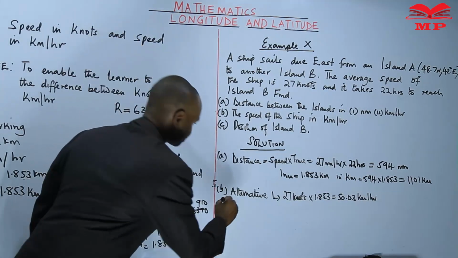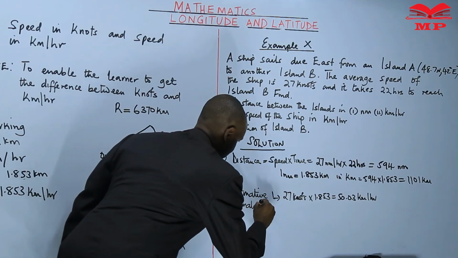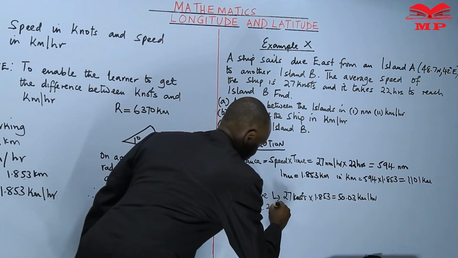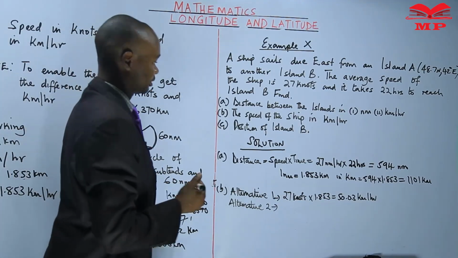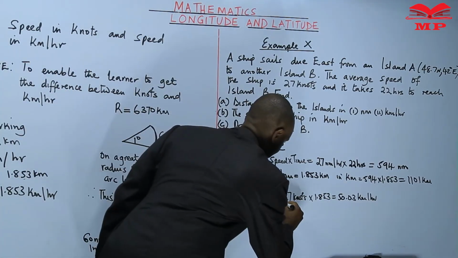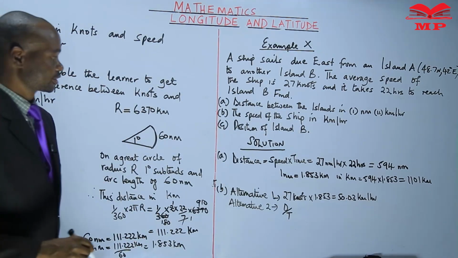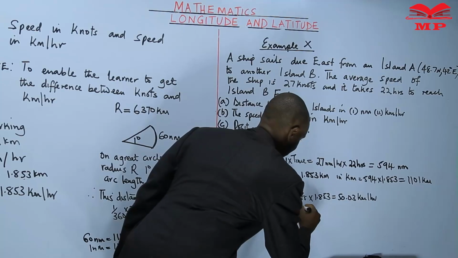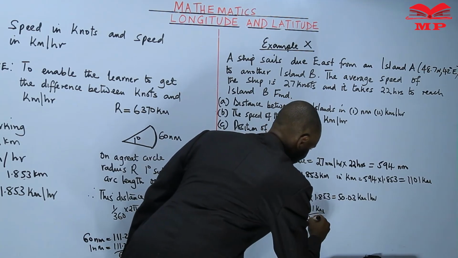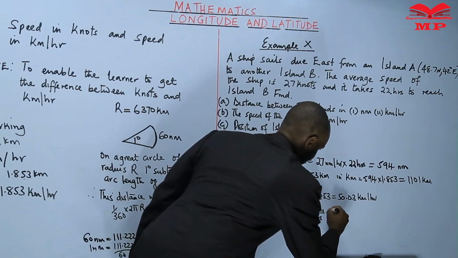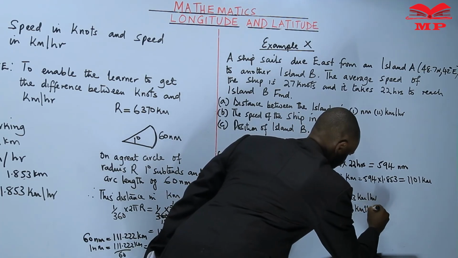Alternative 2, you'll actually get the distance divided by time. Distance divided by time. You'll take 101 kilometers. You divide by 22 hours. You'll still get 50.03 kilometers per hour.